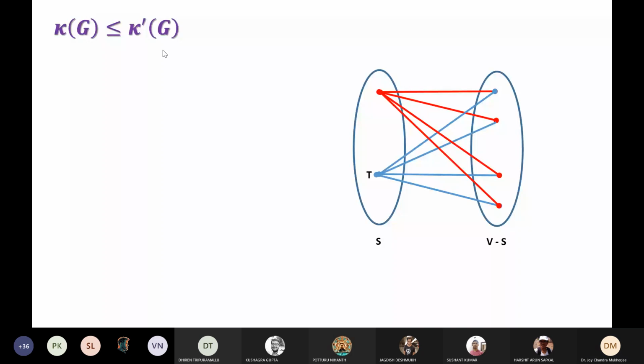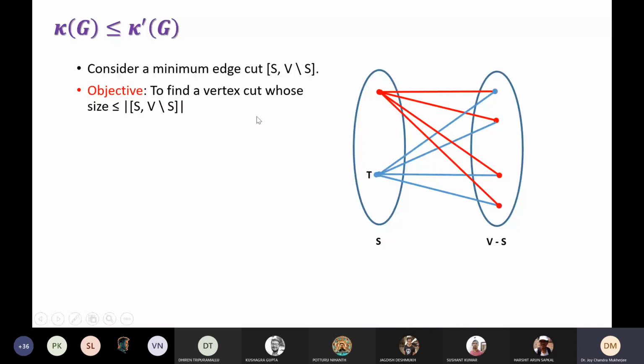So consider, this is the H connectivity. Suppose we consider a minimum H cut S, V minus S. That means across S, V minus S there is the minimum number of edges, which if we delete them, create this H cut S and V minus S. Now our objective is to find a vertex cut whose size is less than or equal to this minimum H cut. If we are able to do that, then we are done.